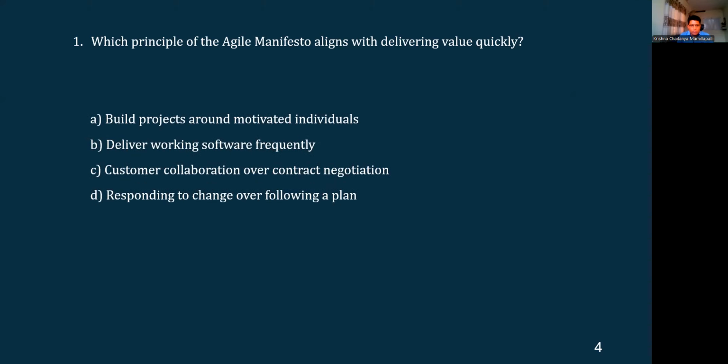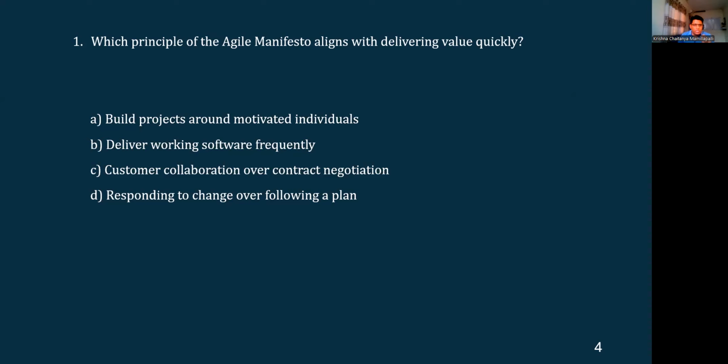Okay, so here are the options. Let's go through each of the options and see which one is the most appropriate for this question. Build projects around motivated individuals. Though this particular option is one of the principles of Agile, we'll have to understand whether it's appropriate to the question being asked here. Building projects around motivated individuals will yield better results. However, it is not quite related to delivering value quickly.